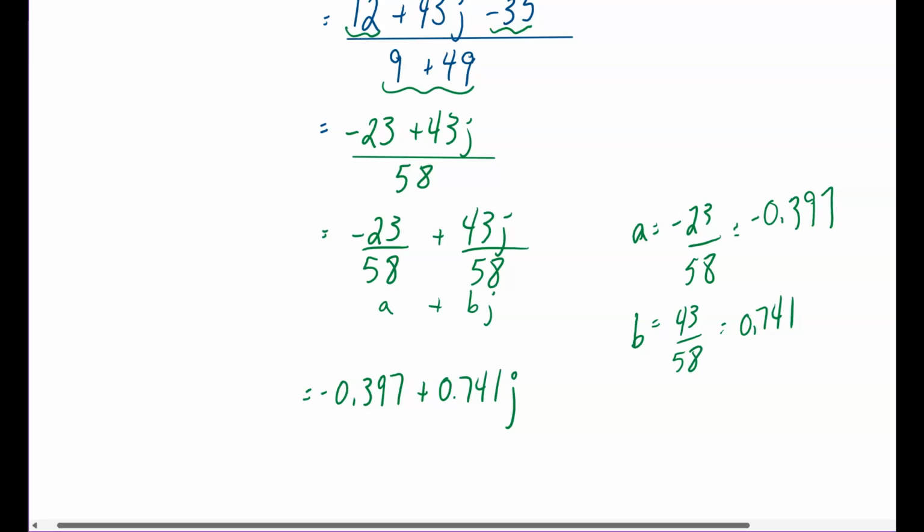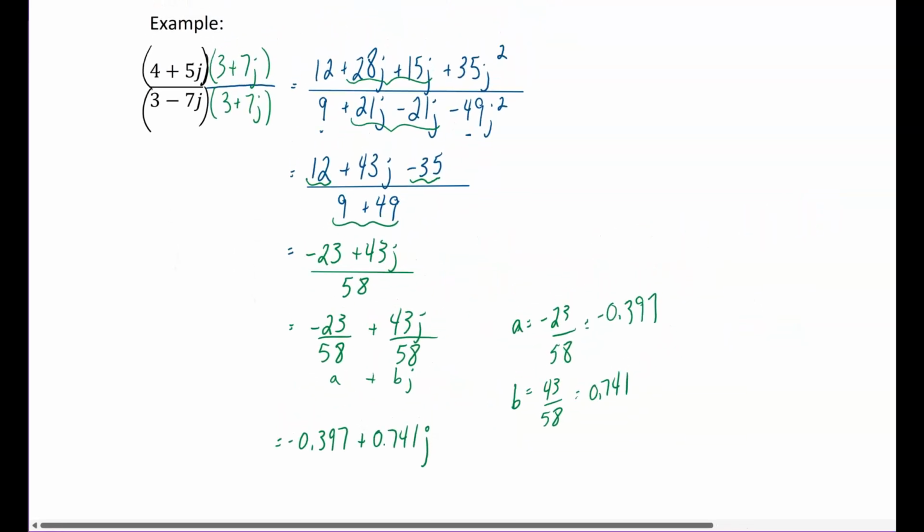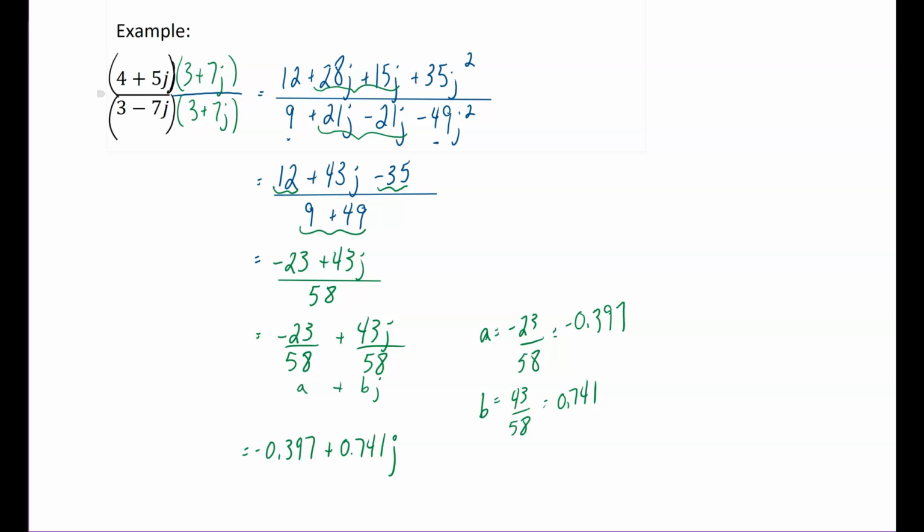So that's what multiplying both numerator and denominator by the conjugate of the denominator does for us. It turns the denominator into a real number, still keeps the complex number in rectangular form, a plus bj, and gives us that new complex number being the quotient, which is the result of the division.